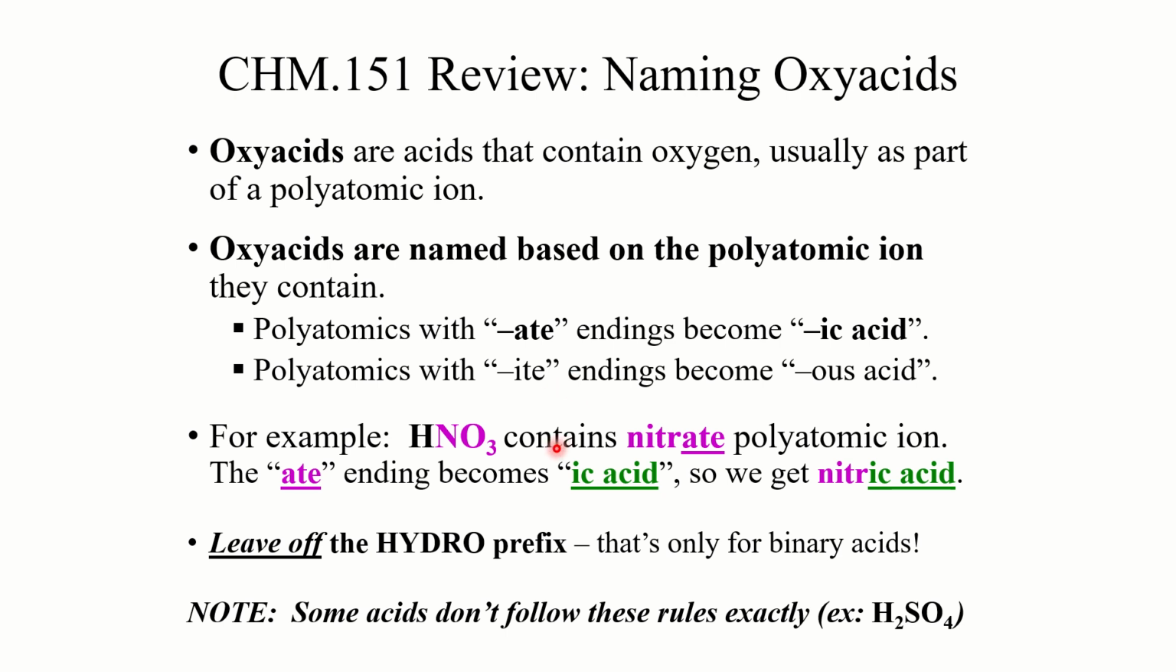There are a couple acids that don't follow these rules quite exactly. A good example of this is H2SO4. SO4 is sulfate, but this acid, H2SO4, is actually sulfuric acid. This most commonly comes up with the sulfur and phosphorus compounds, where a -ur or a -or is added back in, I think just for nomenclature reasons, just because the pronunciation sounds better.